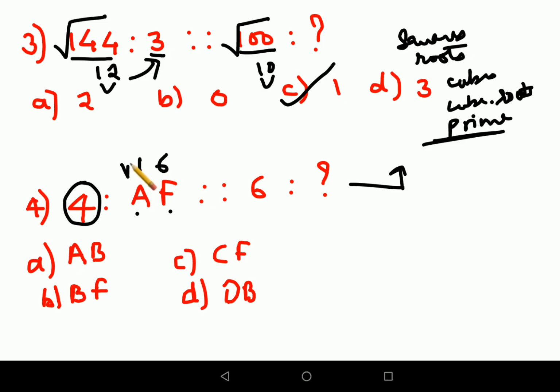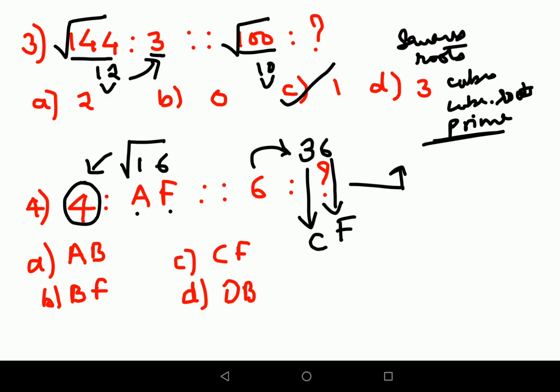Now if you see, I do square root of 16, I get the answer as 4. So obviously here it should be giving you 36. Now for 36, C is the third letter and 6 is again the F letter. So I can say option C is the answer for this particular question.